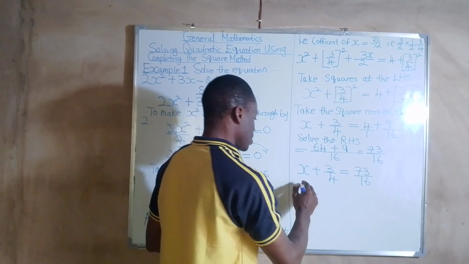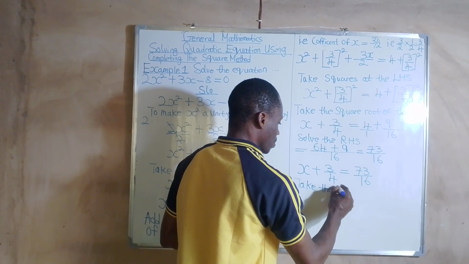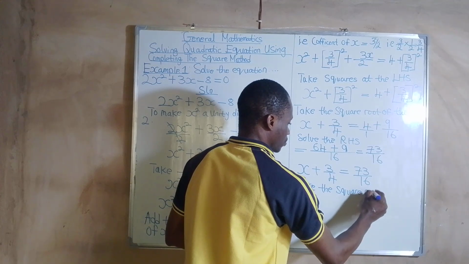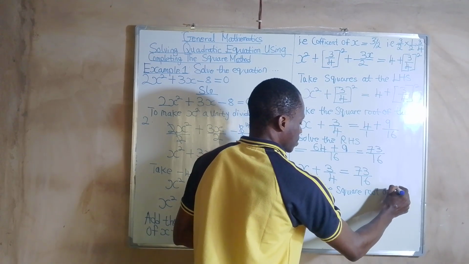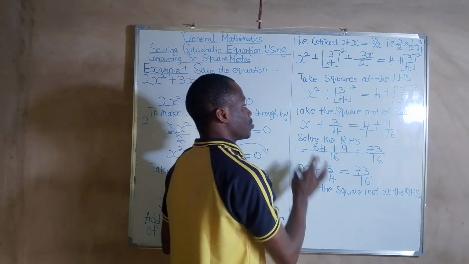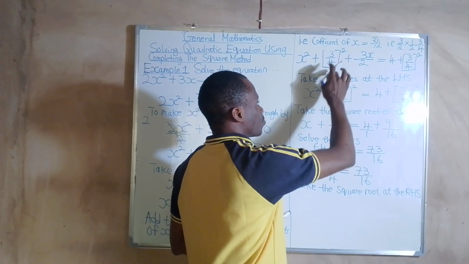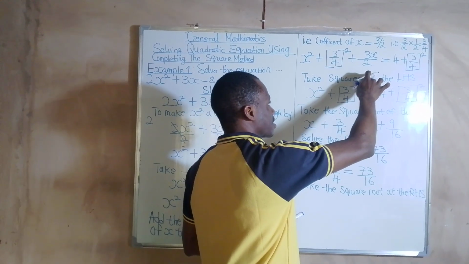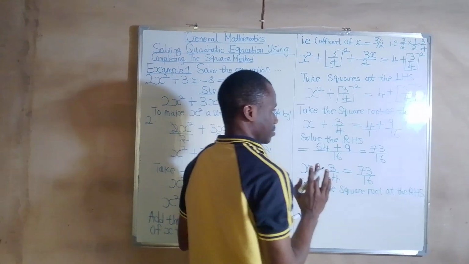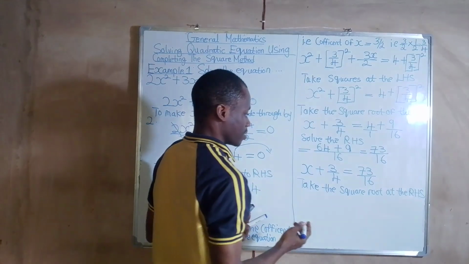So we say take the square root at the right hand side. Which means you can say take the square root of the squares at the left hand side and right hand side, if you want to do yours like that. But I prefer doing my own like this just because of teaching for now.